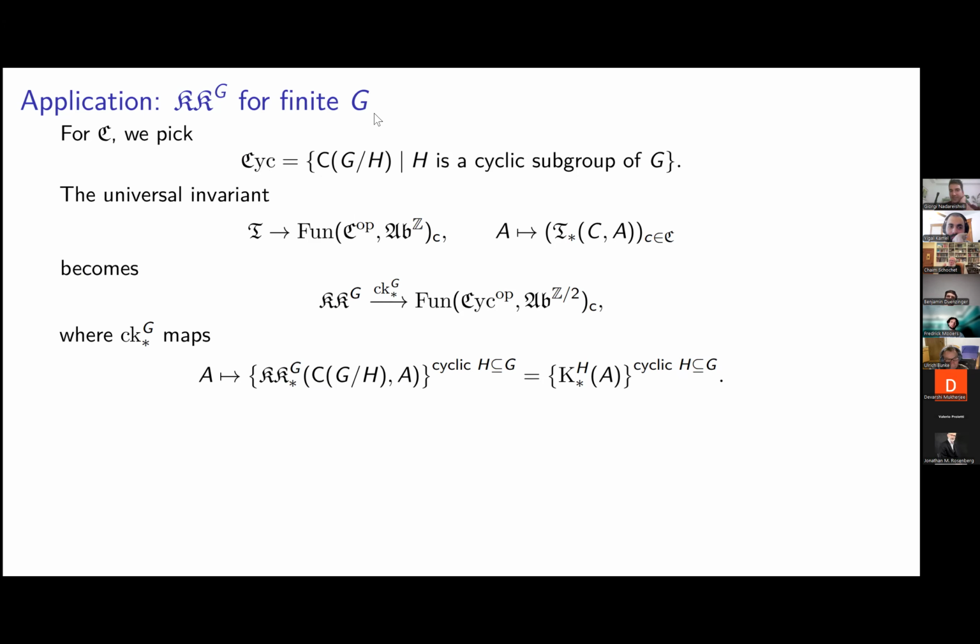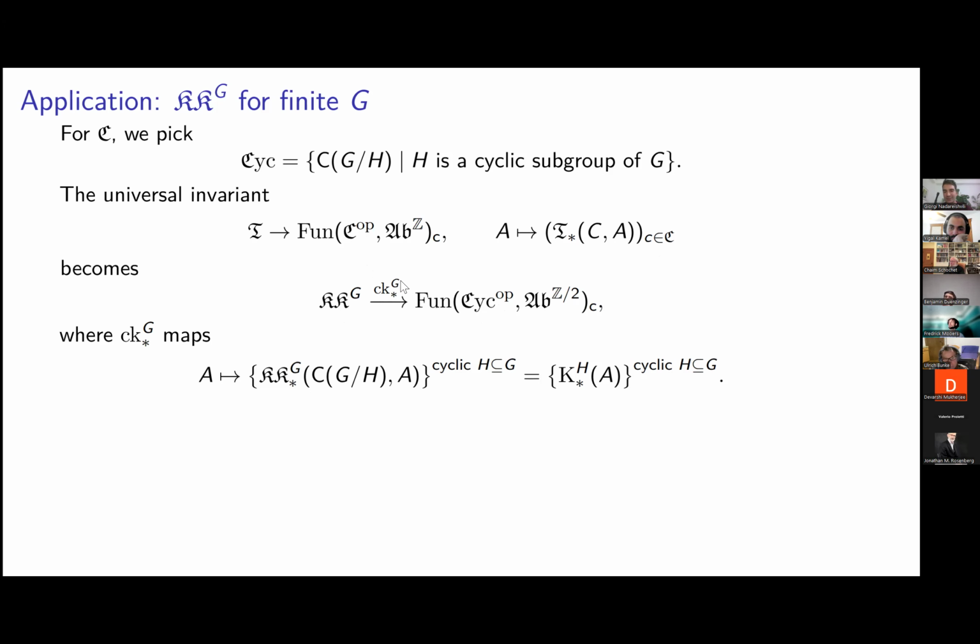So KK^G for finite G again. For C, what I can pick is continuous functions on G mod H, where H is a cyclic subgroup of G. So I pick these C*-algebras inside KK^G with the obvious G action. And then the universal invariant, written very abstractly here, now becomes, from KK^G instead of T, I call this functor CK*^G, for cyclic subgroups and K theory basically. What you're mapping to is a functor from cyclic, where cyclic is just these guys here, C(G mod H) for H cyclic, to Z2 graded things.